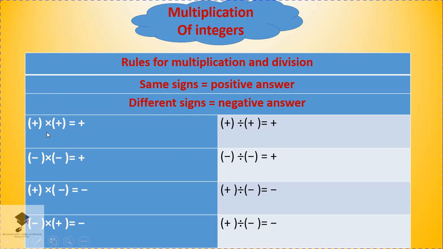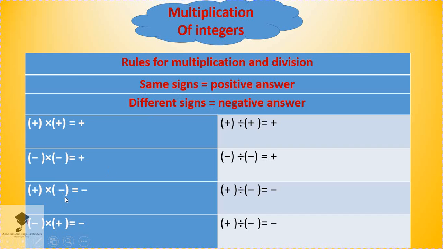Let's look at the first one here. The first example, positive multiplied by positive will give out a positive. Remember what we said about same signs giving out a positive answer? So this is what we meant. A negative multiplied by negative is going to give out a positive answer. Even when we divide, positive divided by positive is going to give out a positive answer, and negative divided by negative is going to give out a positive answer. Remember what we said about same signs giving out a positive answer, and different signs give out a negative answer.